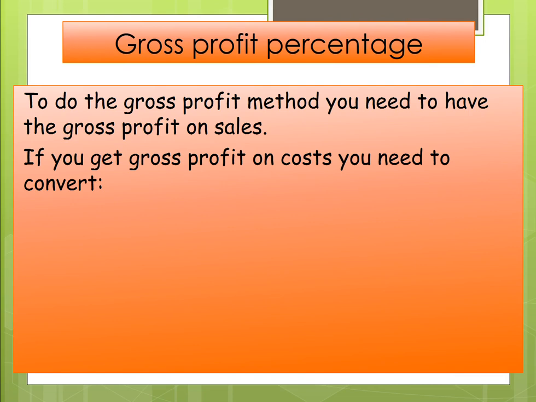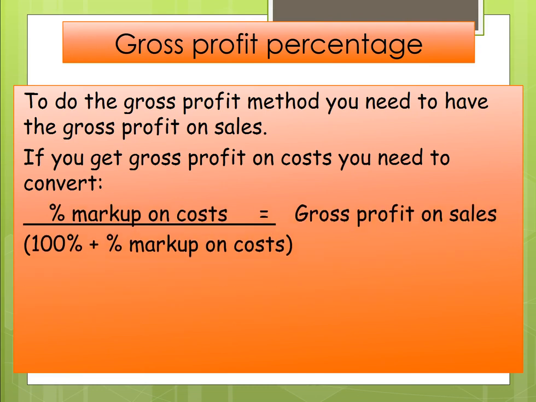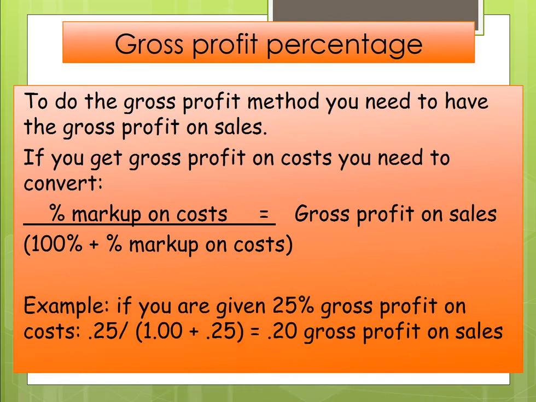Now, gross profit percentage. To do the gross profit method, you need to have the gross profit on sales. Now, in some problems, instead, they give you the gross profit on costs. So you always need to convert it, and this is the formula. You take the percentage markup on costs, and you divide by 1 plus the percentage markup, and that converts it to the gross profit on sales. So an example would be, if in a problem you were given 25% gross profit on costs, you would convert that by taking the 25% divided by 1 plus 0.25, and that will tell you the gross profit on sales is 20%.